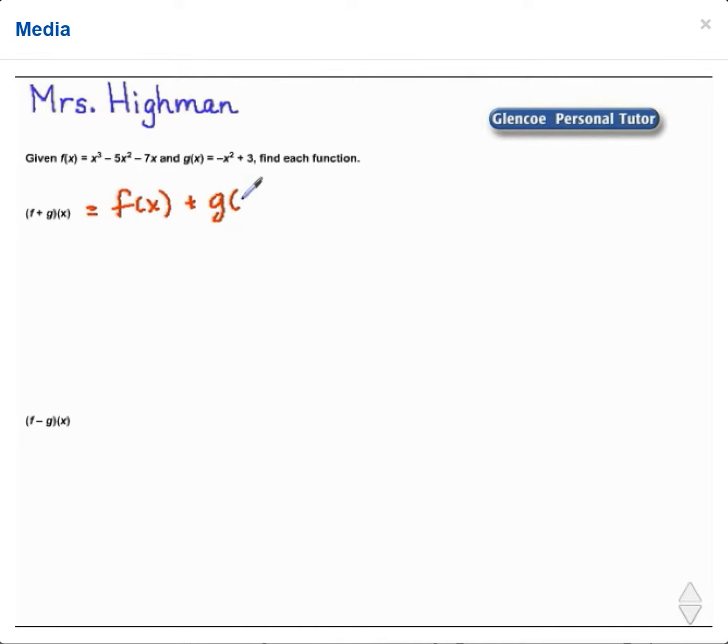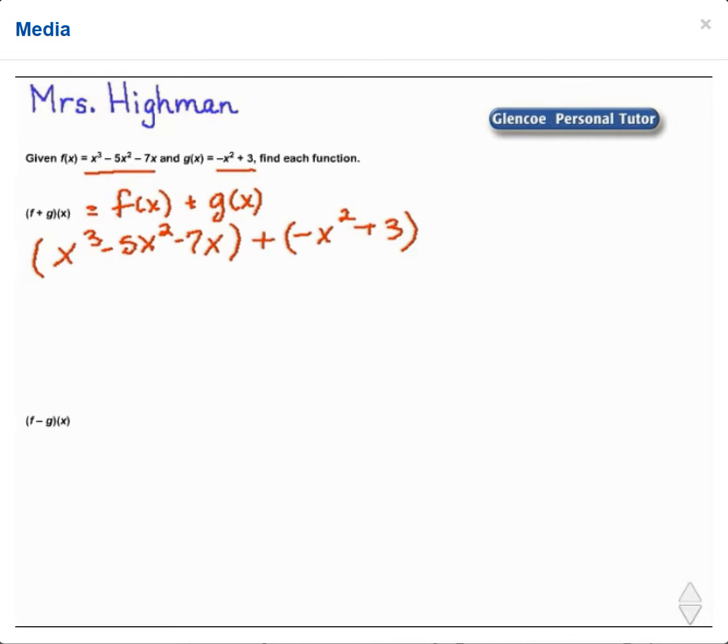And all that means to do is to take the function that was defined up here as f of x and add that to the function that's defined as g of x. So f of x is x cubed minus 5x squared minus 7x. So there's f of x. And we're going to add that to g of x. And g of x is negative x squared plus 3. So to simplify this, we just need to combine like terms.